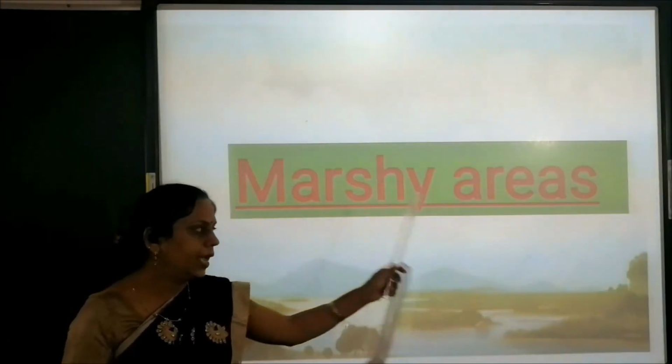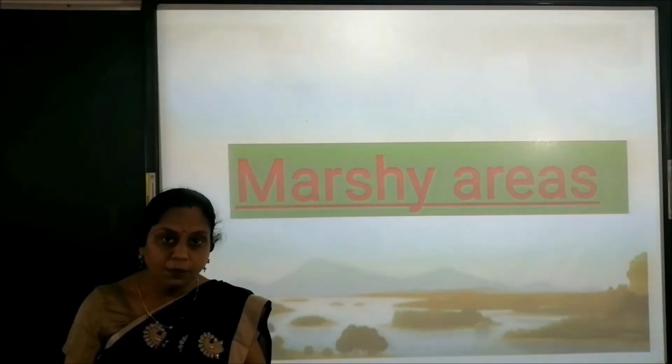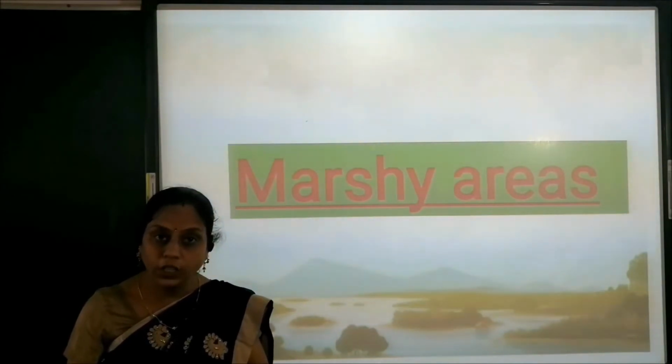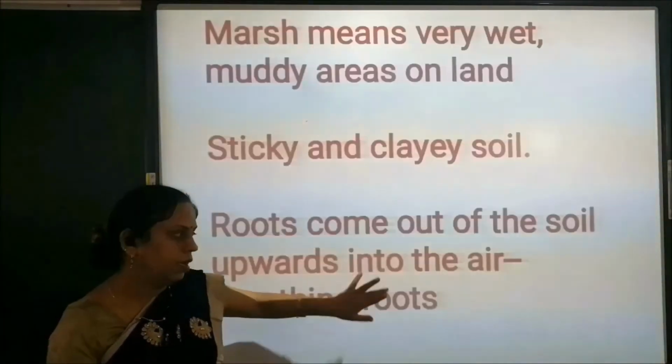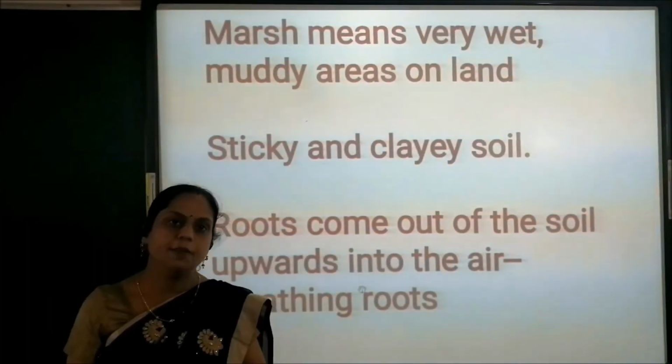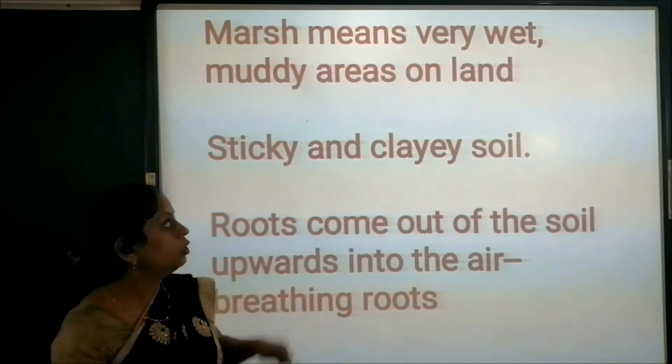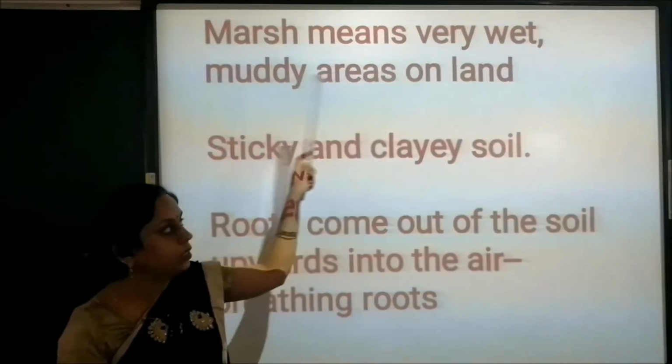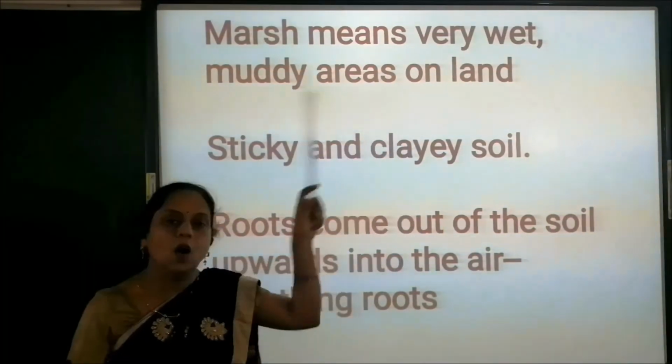Next, marshy areas. Now you must be thinking, what are marshy areas? Yes. First, what do you understand by marsh? Marsh means a very wet, muddy area on land.